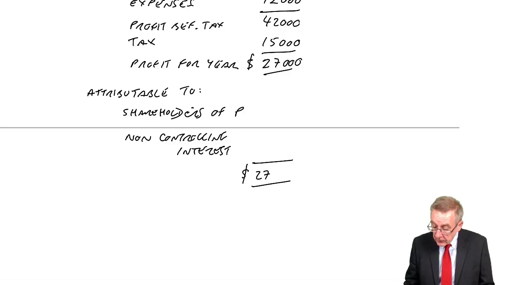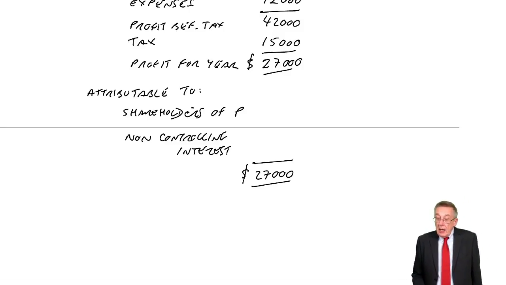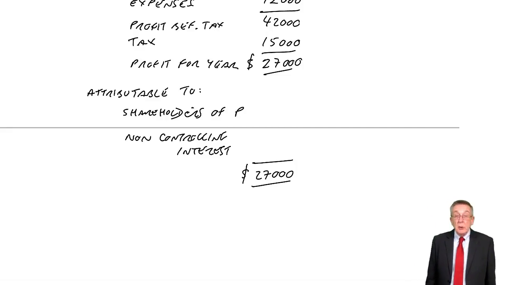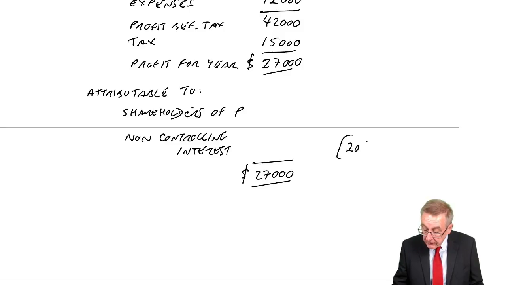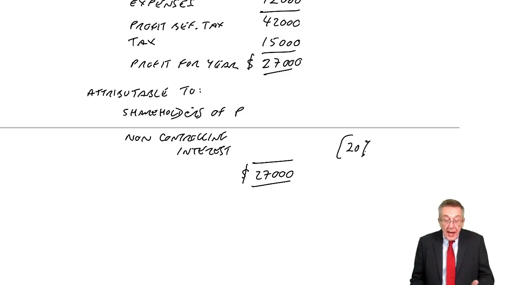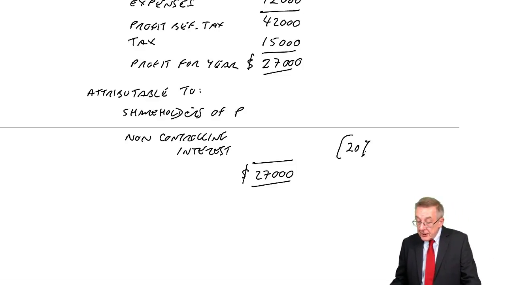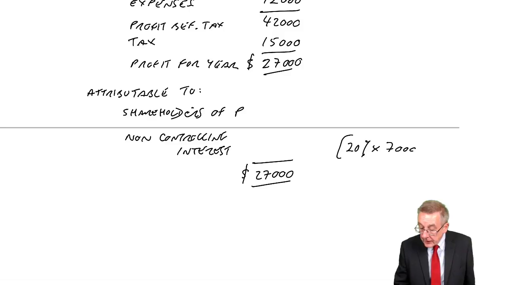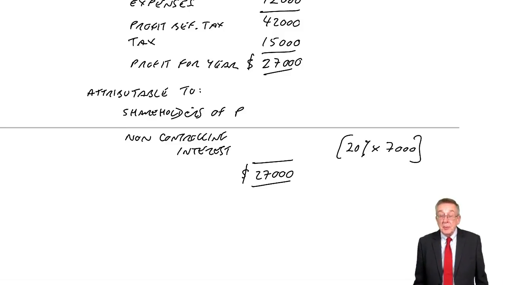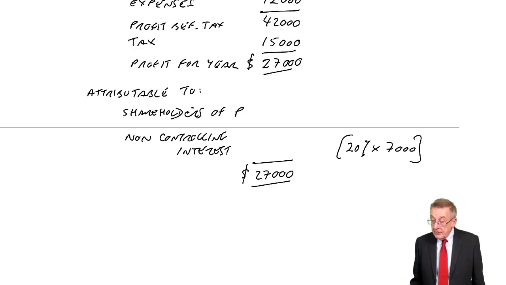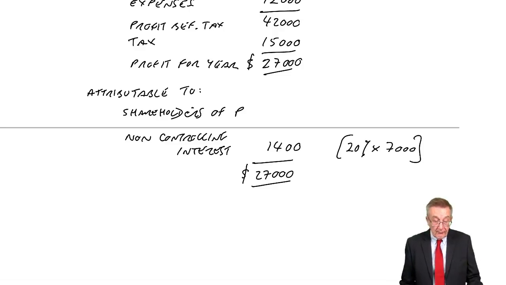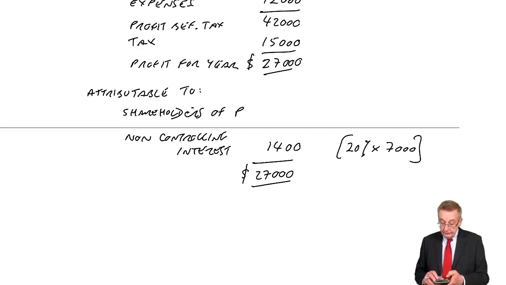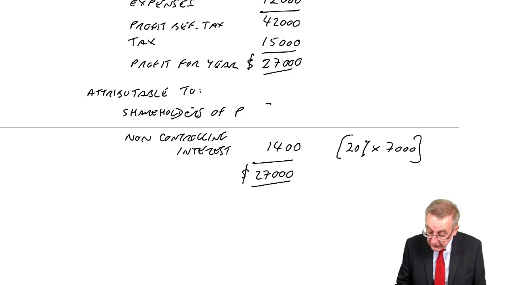The total profit is 27,000. The amount attributable to the non-controlling interest, well, note at the top, P owns 80%, so the non-controlling interest own 20%, and their share of this year's profit is simply 20% of S's profit for the year. S made 7,000 profit, which is included in the total for the group. The non-controlling interest owned 20% of that, which is 1,400. The rest of any profit belongs to the shareholders of P, which is 25,600.